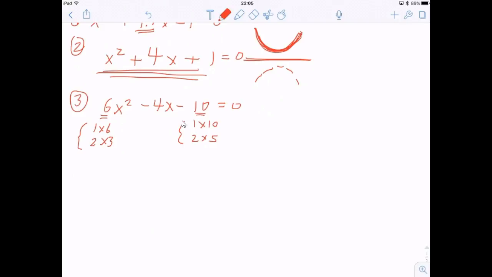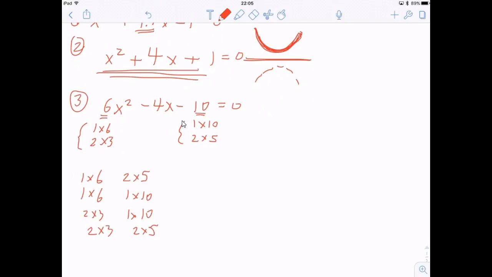But the fact that we have these two different combinations means that we have several combinations which might be correct, and we need to test them all to see which one's right. So it could be 1 times 6, 2 times 5. It could be 1 times 6, 1 times 10. It could be 2 times 3, 1 times 10. Or it could be 2 times 3, 2 times 5. Right? So there's 4 possibilities here.